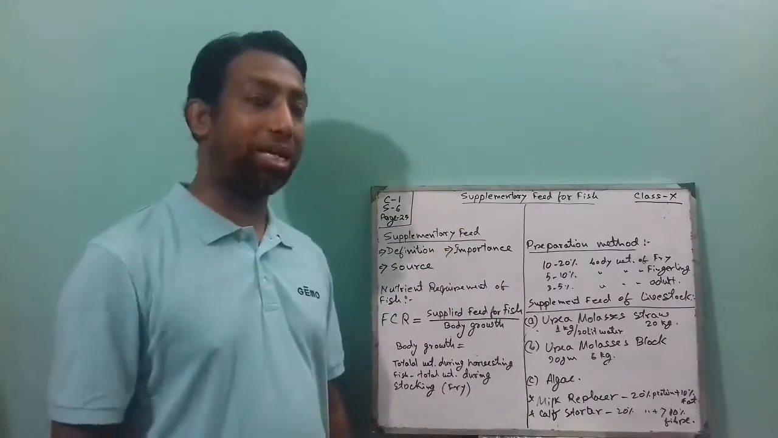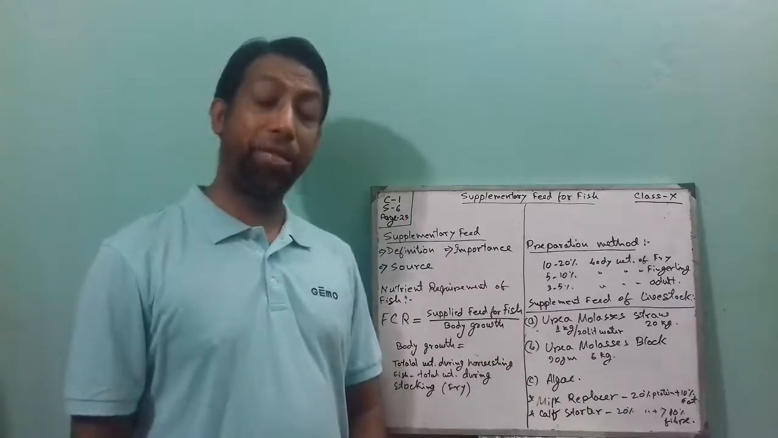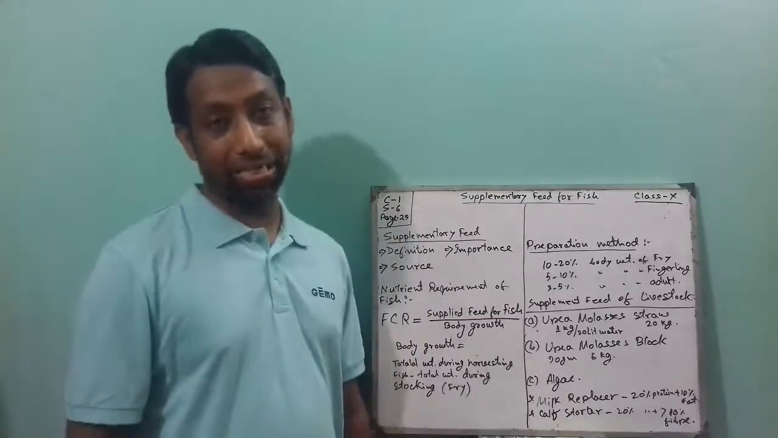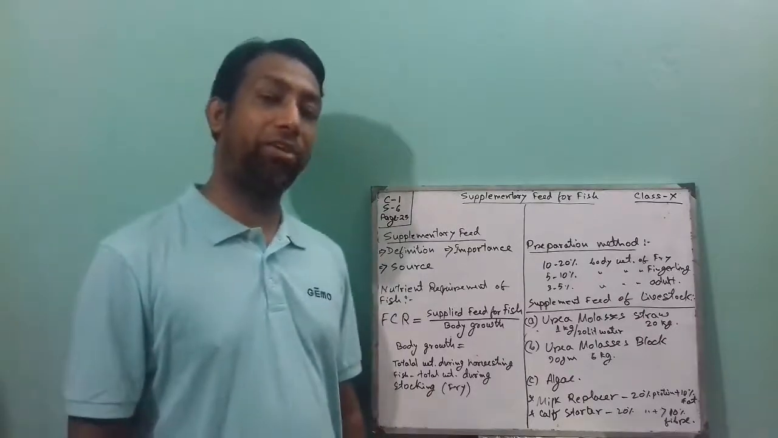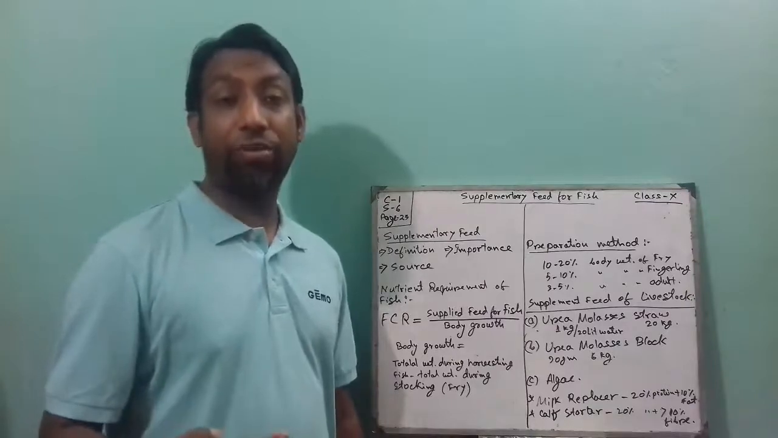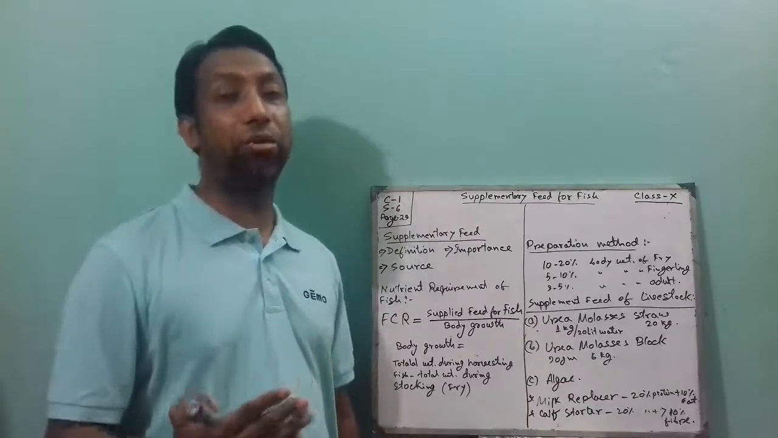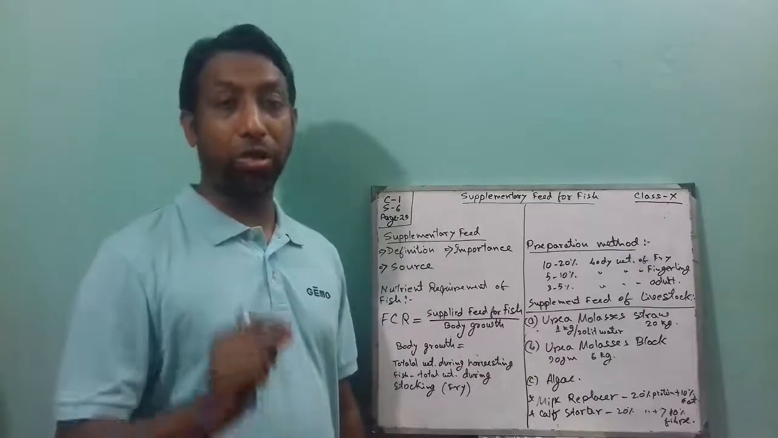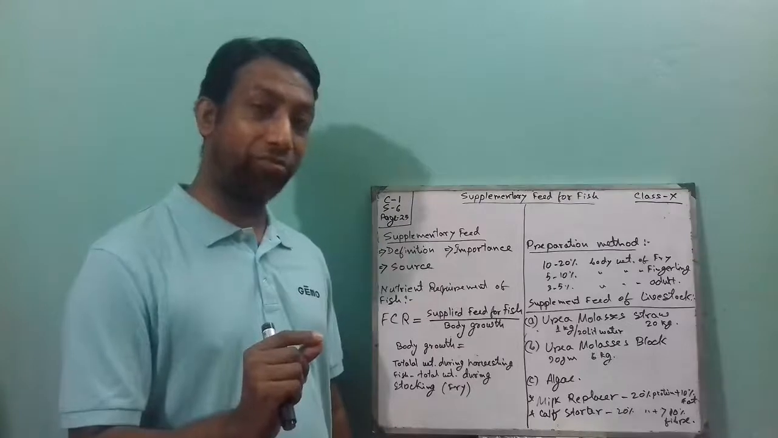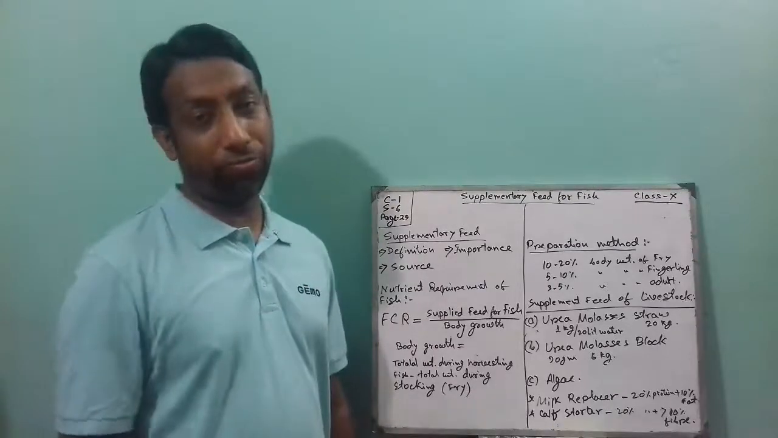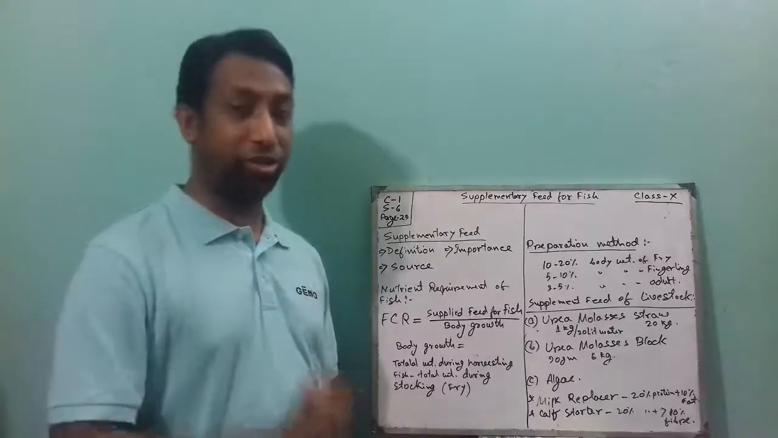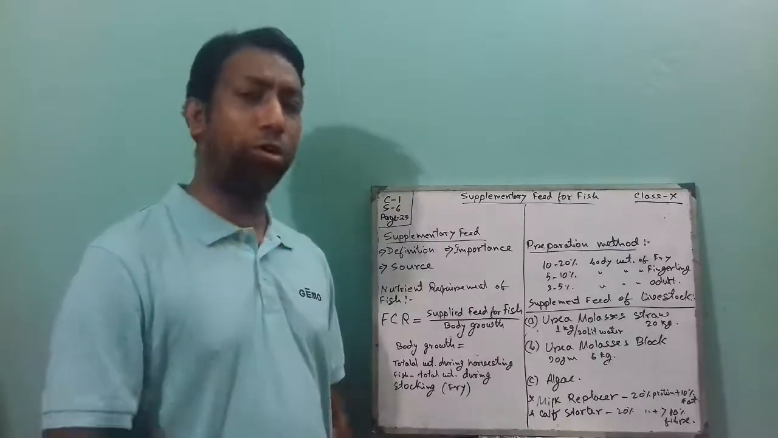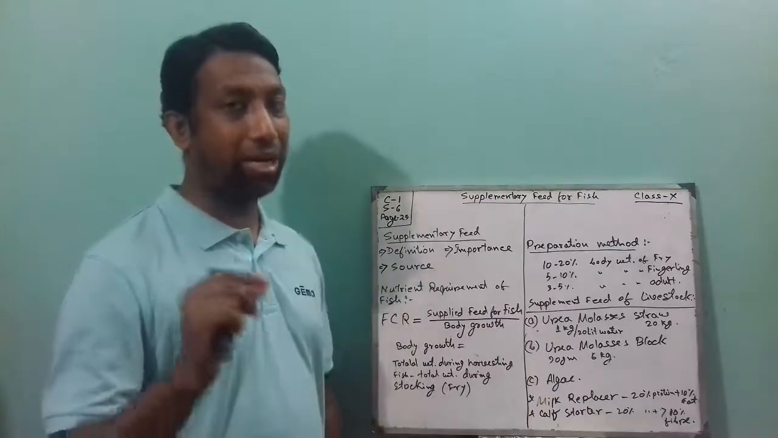Sometimes another question is, what is balanced supplementary feed? Balanced supplementary feed is feed in which all types of nutrients are present. Previously I told you about the natural feed for fish. What is natural feed? The feed which is found in the pond naturally is called natural feed. Natural feed is basically of two types, phytoplankton and zooplankton. Phytoplankton is the plant origin of natural feed, and zooplankton is the animal origin of natural feed. So there are two origins of natural feed, phytoplankton and zooplankton.